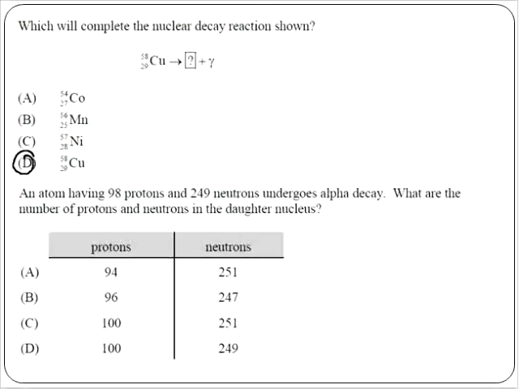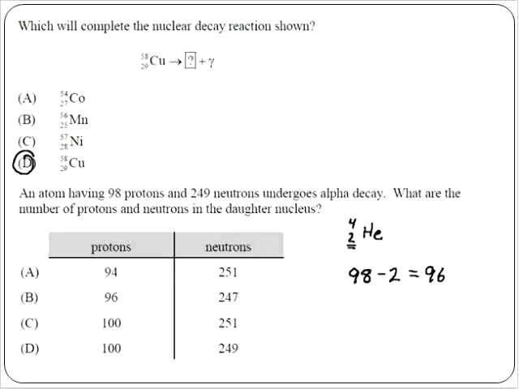An atom that has 98 protons and 249 neutrons undergoes alpha decay. What will be the numbers of protons and neutrons in the daughter nucleus? Well, let's just concentrate on protons. Remember that an alpha particle is 4, 2 He, your helium nucleus. This bottom number, the 2, tells us the number of protons that have been emitted. And the top number tells us the number of protons and neutrons, so 4 in total, but 2 of them are protons. So if we lose 2 protons, originally we had 98. If I take away 2, I'm left with 96 protons.